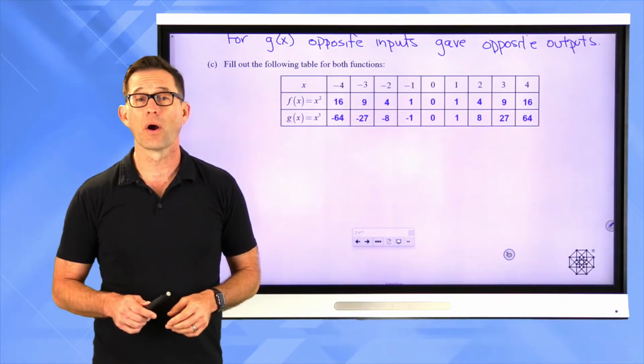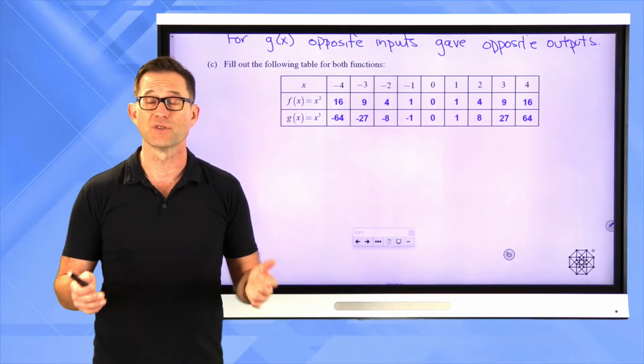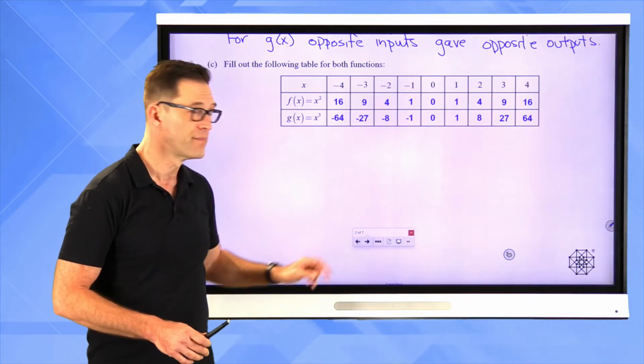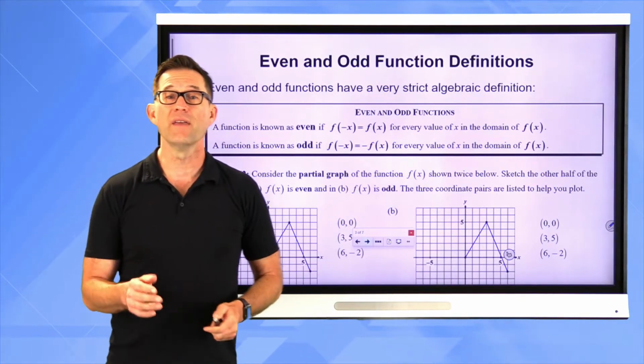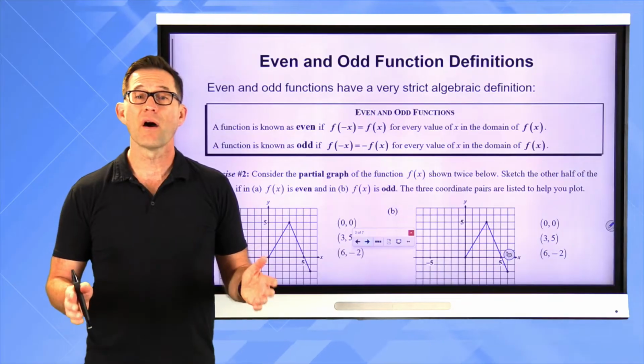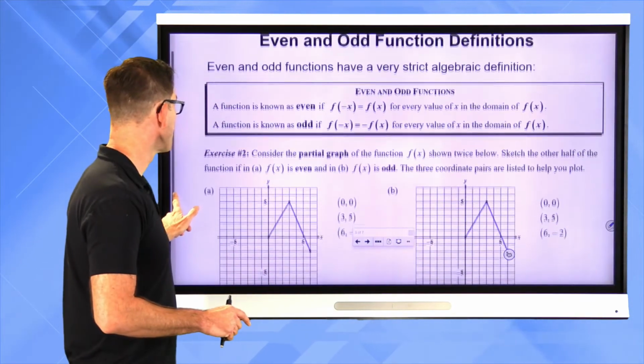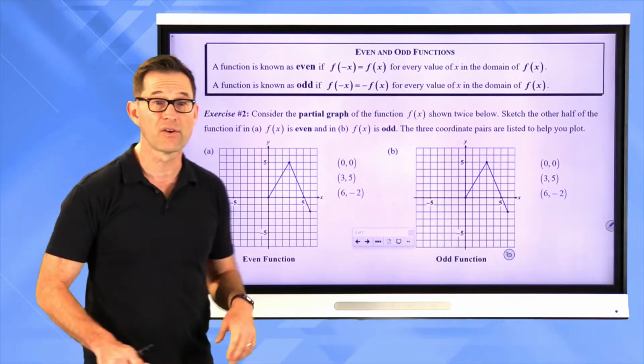And that gets to the heart of what we call even and odd functions. So let's formally define them on the next slide. Here we go. Even and odd functions have a very strict algebraic definition. So let's bring that up to the top of the screen and then talk about it.